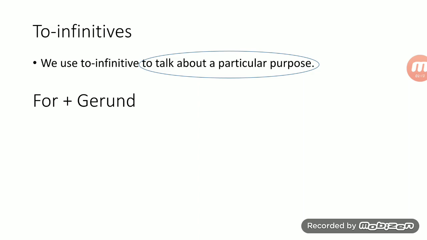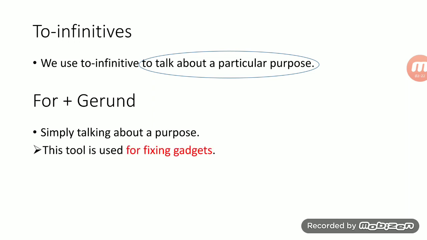And another structure is for plus a gerund. It's used simply for talking about a purpose. So here's an example. This tool is used for fixing gadgets. But these tools may not be specific only for fixing gadgets. It can be a weapon as well.